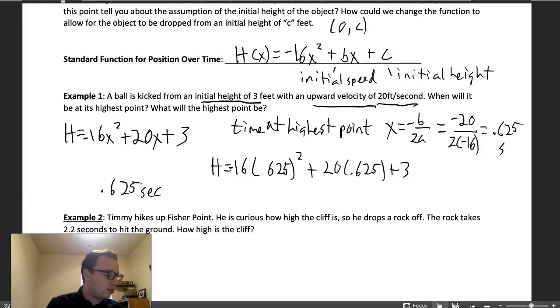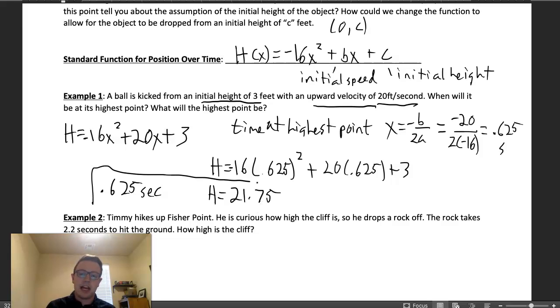0.625 squared plus 20 times 0.625 plus 3. And you'll find that the maximum height of this ball will be 21.75 feet. It's as simple as that. We're just trying to find the vertex, the x and the y values.